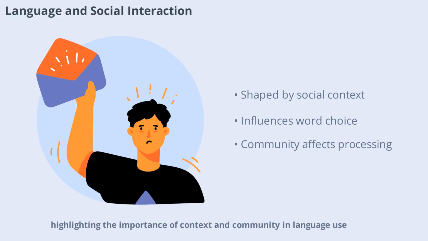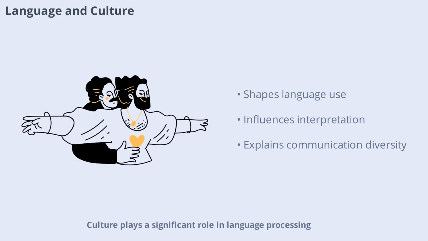Culture plays a significant role in language processing. Different cultures have unique ways of using language, from greetings to storytelling. Cultural background influences how we interpret meaning, use metaphors, and follow conversational rules. Understanding the link between language and culture helps explain the diversity and richness of human communication.